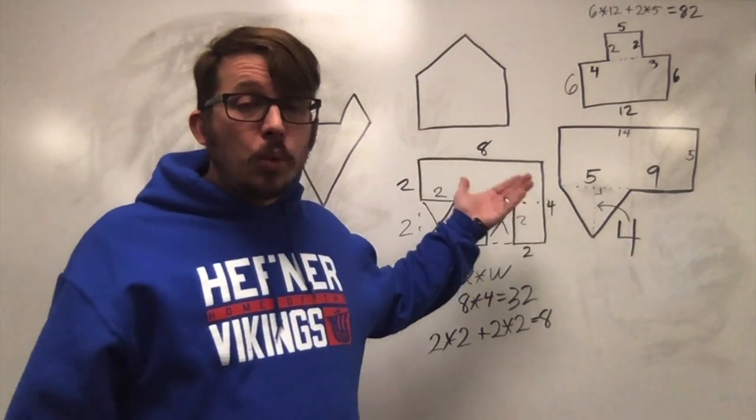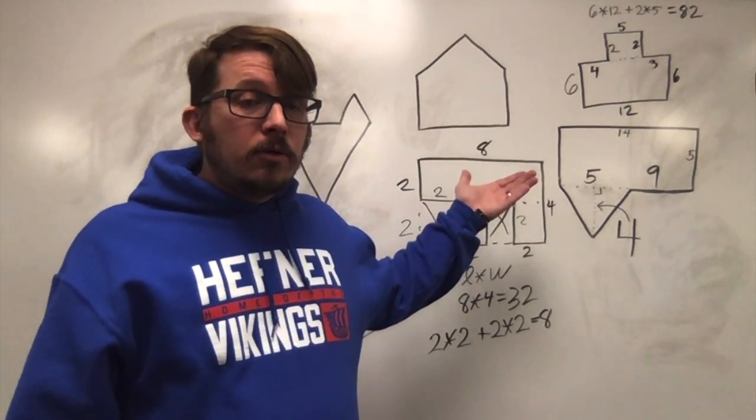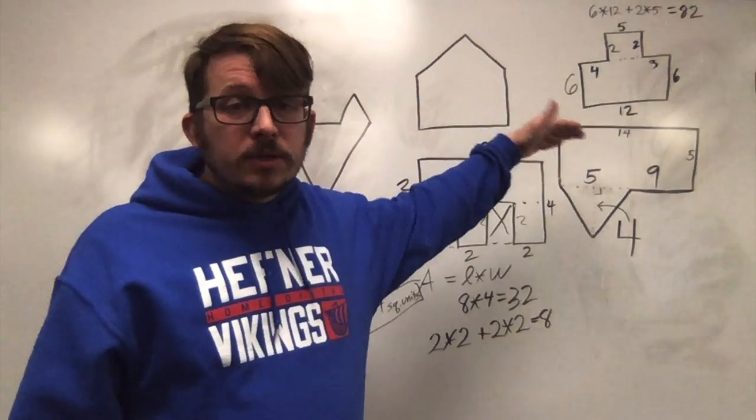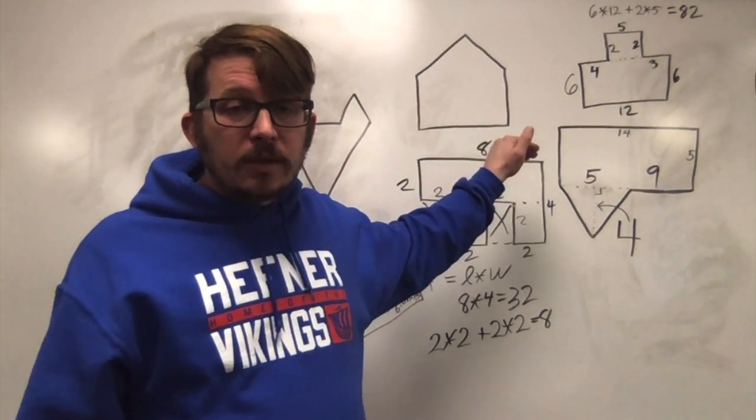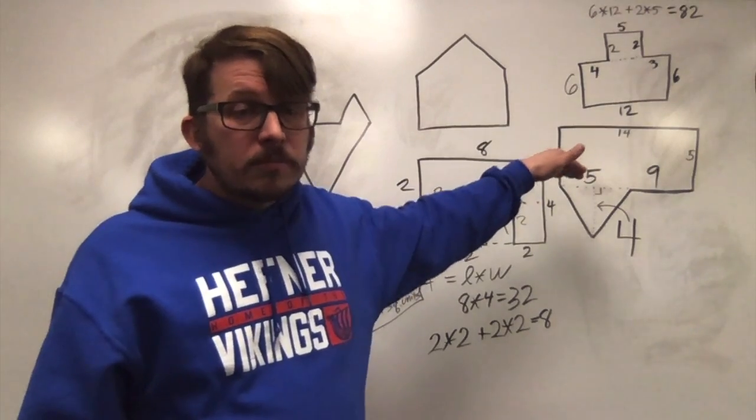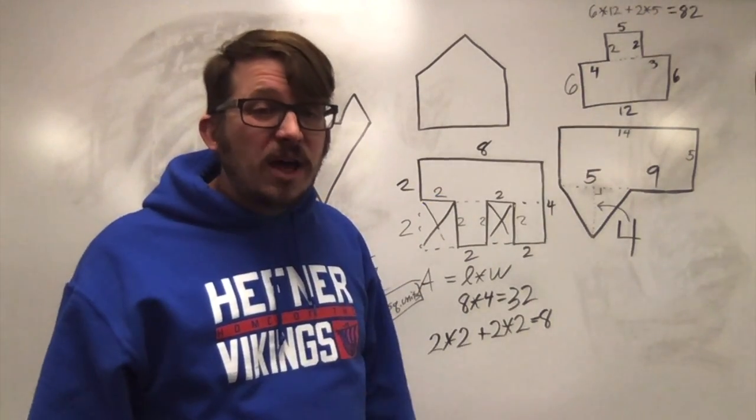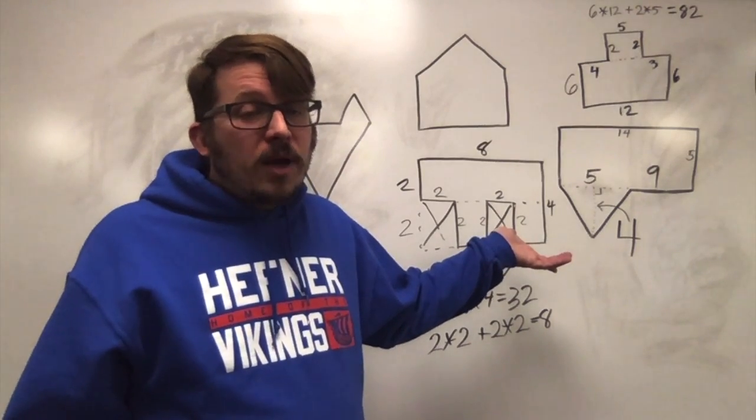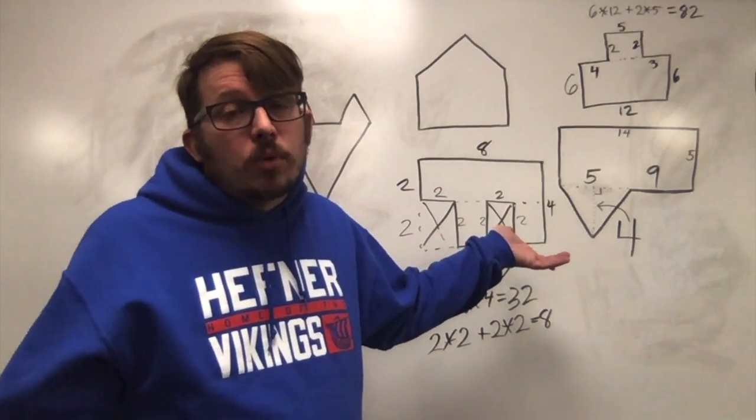For example, we found that the 5 was the length across the top of the triangle because there was 14 at the top and 9 over there on the other side. 14 minus 9 is 5. Well, here we are. We've got 14, 5, 9, 5, and 4.